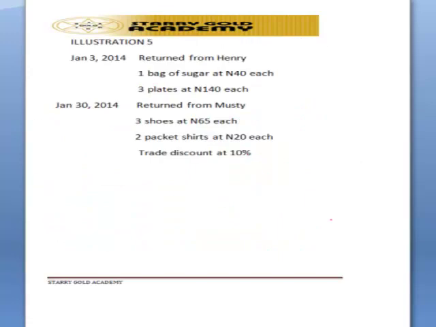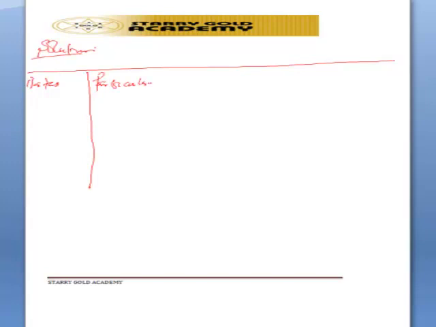Let's go look at this example together. Return from Henry: 1 bag of sugar at 14 naira each, 3 plates at 140 naira each. Return from Musti: 3 shoes at 65 naira each, 2 packet shirts at 20 naira each. Trade discount at 10%. Let's see the recording, and this is a solution to that. As usual, we have our date, our particulars, our folio, our details, and finally, we have the total.